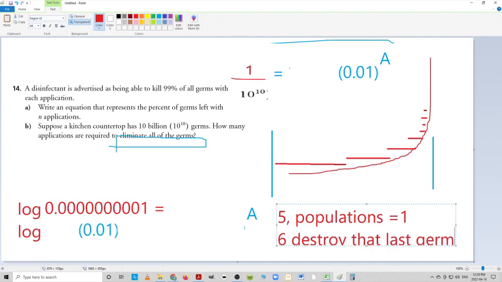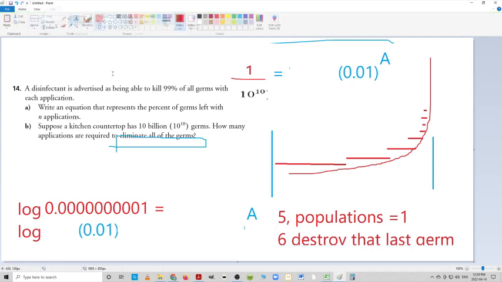So technically, you will never destroy all germs, but if we're going to look at it this way, as anything less than 1 is a destroyed population, then 6 applications will destroy the last germ. So I got lucky on the guess.